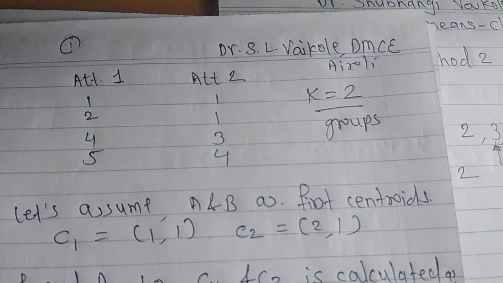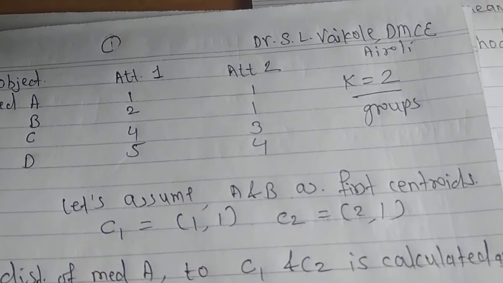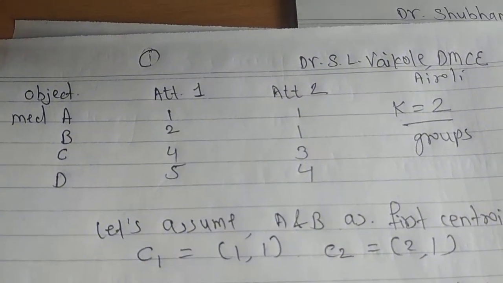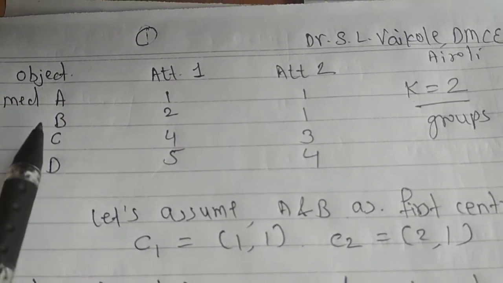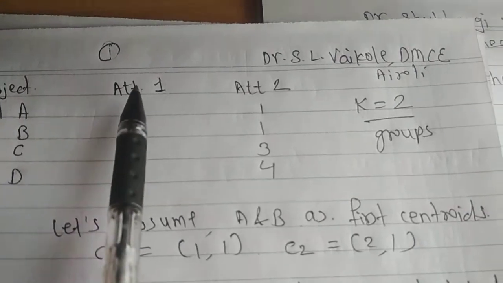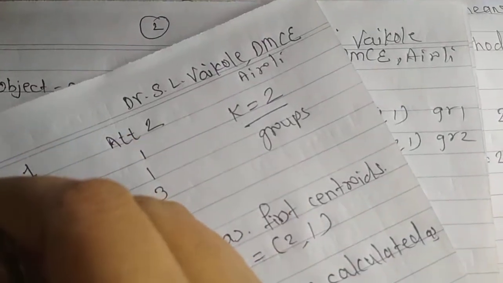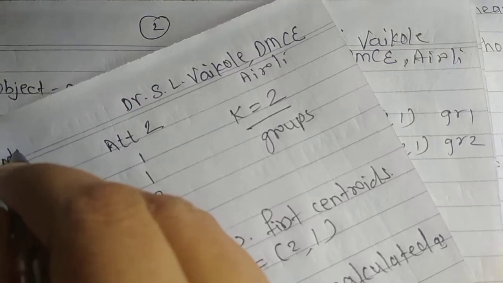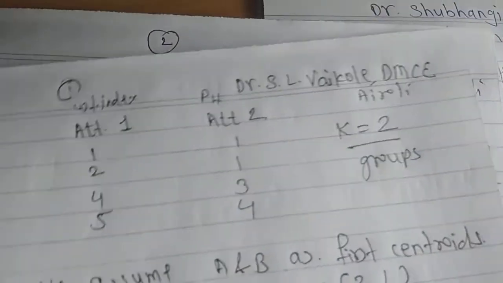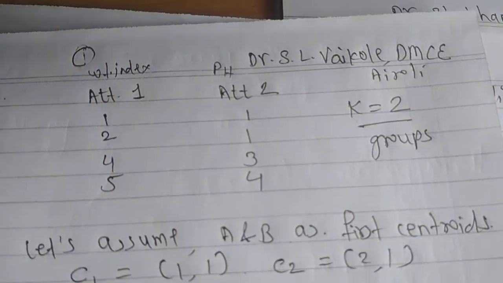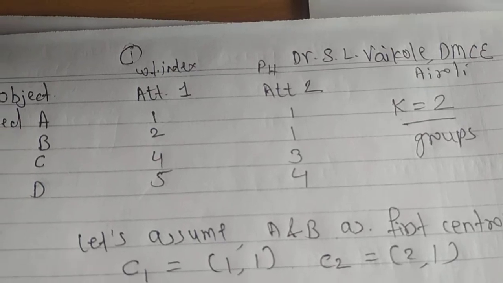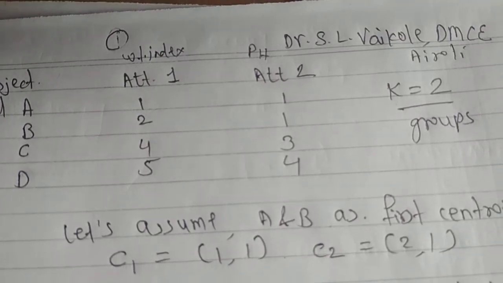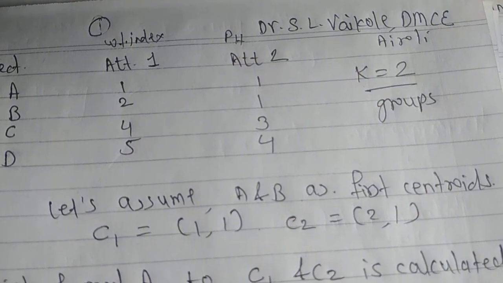In method 1, the individual data points are given, that is 2, 3, 4, 5 like this. Now, take this second example where a medicine database is given. There are 4 medicines A, B, C and D, and 2 attributes: one is the weight index and the second one is the pH level of the medicines. These are the data given. Whenever the object is represented using different attributes, we have to use the second method for k-means clustering.